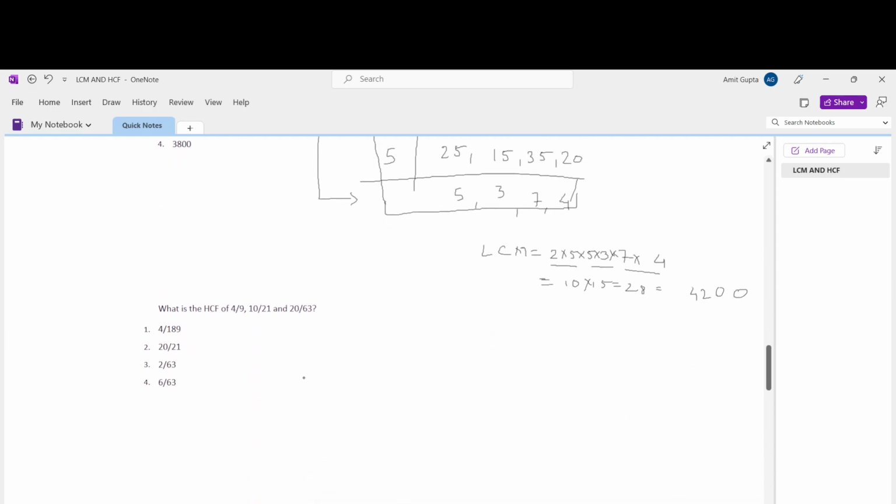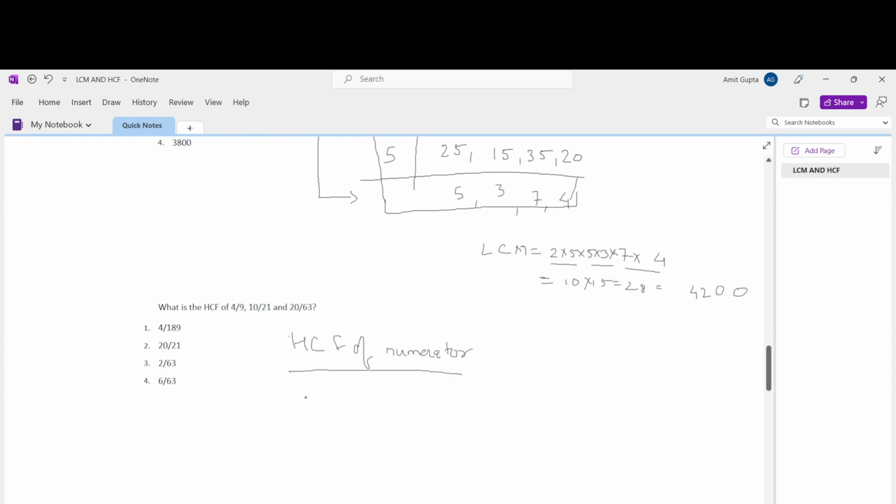Now we have another question where we have to find the HCF of fractions. Whenever you have to find the LCM or HCF of fractions, you find whatever you are asked for of the numerator. So here we are asked to find the HCF. So it is HCF of numerator upon LCM of denominator.